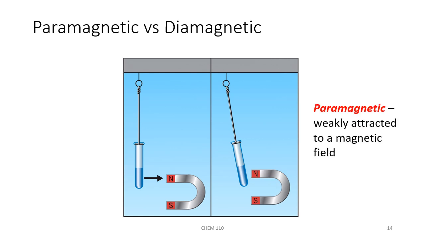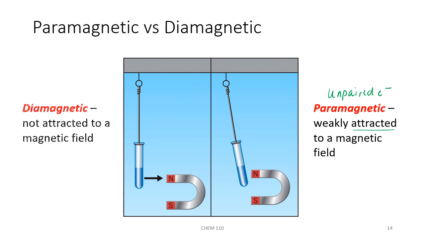So paramagnetic substances are going to have at least one or more unpaired electrons, and they will be weakly attracted to a magnetic field. Diamagnetic substances, on the other hand, have no unpaired electrons, and they are going to be not attracted or even weakly repelled by a magnetic field.